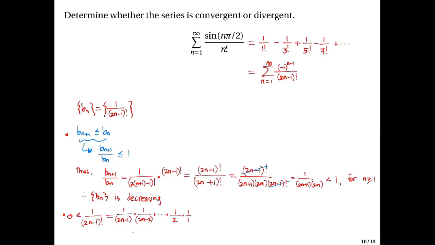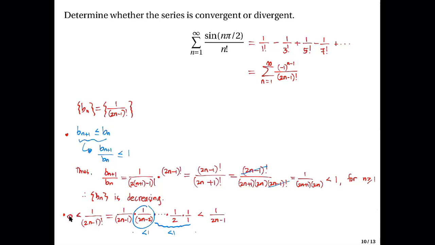Pero itong mga to, it's less than 1. Lahat ng nasa gilid na to, or sa factors na nandito, everything is less than 1. Which means that this whole guy here, it's less than 1 over 2n minus 1. So to find the limit, as n approaches infinity, you use squeeze theorem.